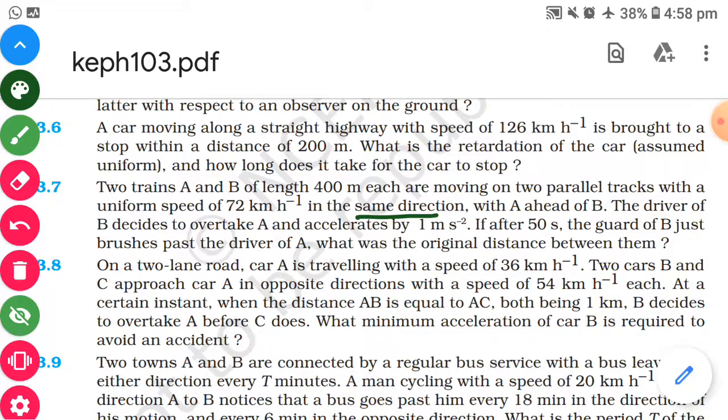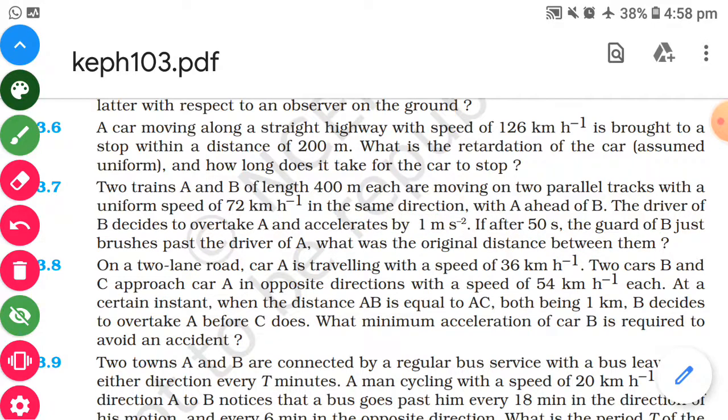The driver of B decides to overtake A, because B was behind. He wants to overtake, so he accelerates at the rate of 1 meter per second square, and after 50 seconds the guard of B just brushes past the driver of A. What was the original distance between them? What was the original distance between them means the driver and the guard. Try to understand, not the distance between the two trains.